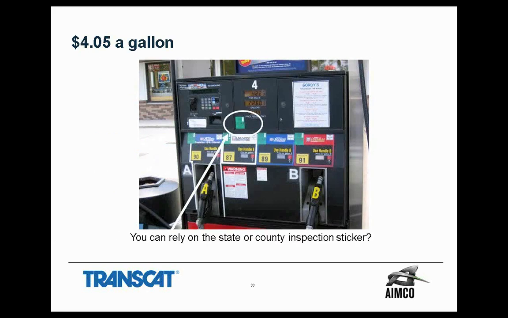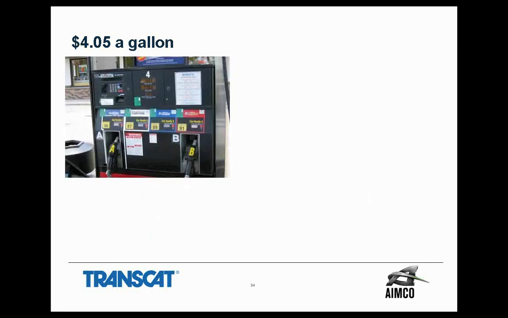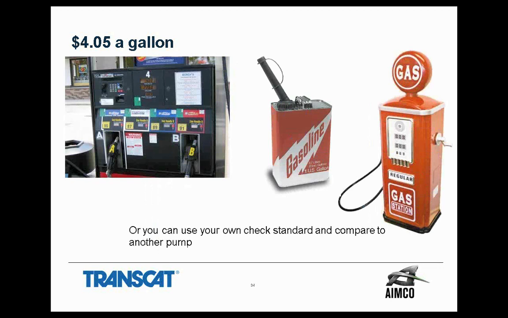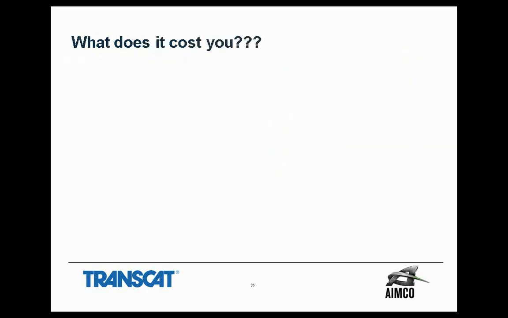At $4.05 a gallon, I really want to make sure I'm getting a gallon's worth of gas. So how can I tell? How do I know I'm getting a full gallon? Well, one, you can rely on the state or county inspection sticker, right? Those folks come in and calibrate the pumps. Or if you're really enterprising, you could buy your own gas can, go out, have it measured, check the ethanol content, and send it off to a lab.